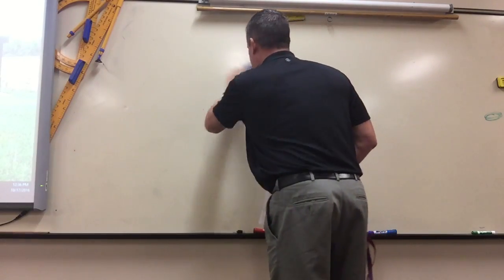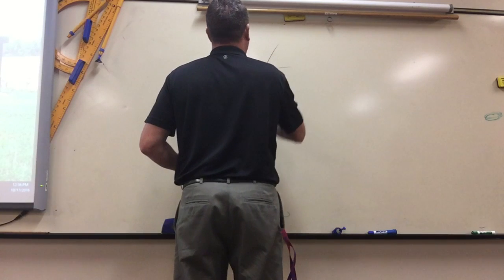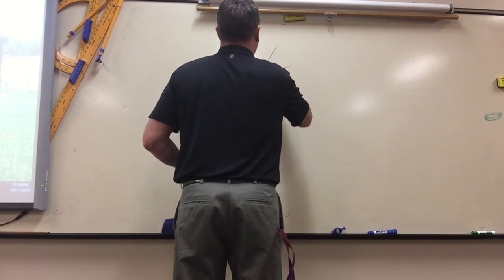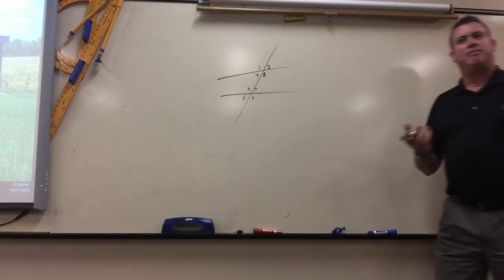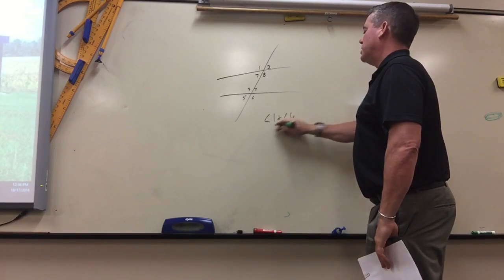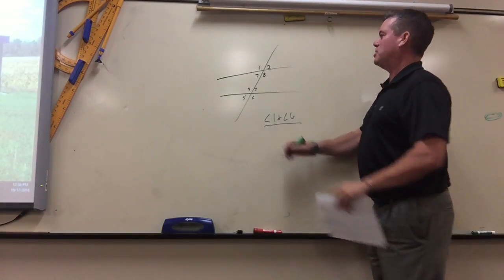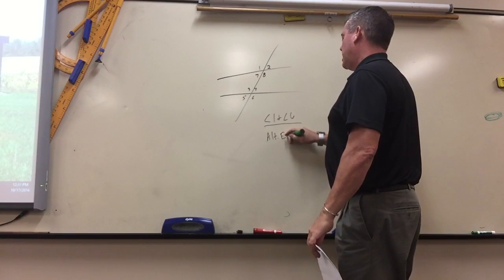Then a good part of the test is you got a picture and you just got to name what kind of angles they ask you. So if I say angle 1 and angle 6, what kind of angles are those? Alternate exterior. They're outside and on alternate sides. Alt X.